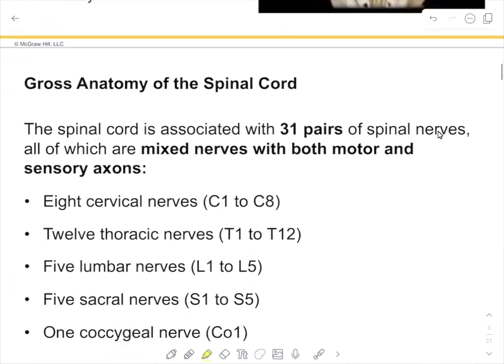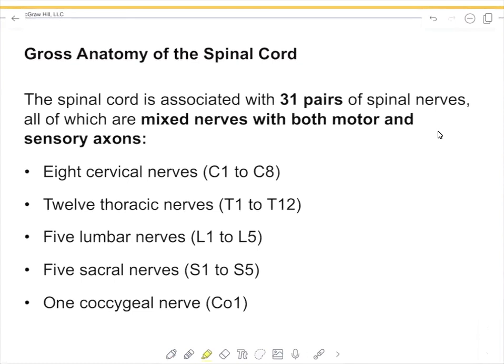So the spinal cord is going to have 31 total pairs, all of which are mixed nerves, which, remember, mixed means that it has both motor and sensory axons. The groups of spinal nerves are 8 in the cervical region. So I want you to notice that this is different than the amount of vertebrae. Recall that there are actually 7 cervical vertebrae. The rest of the spinal nerves are actually going to match the number of vertebrae.